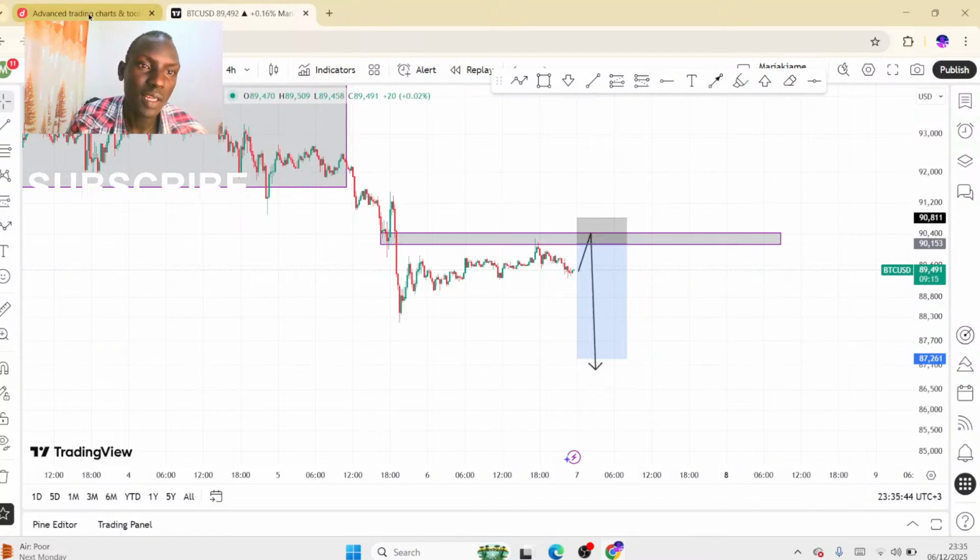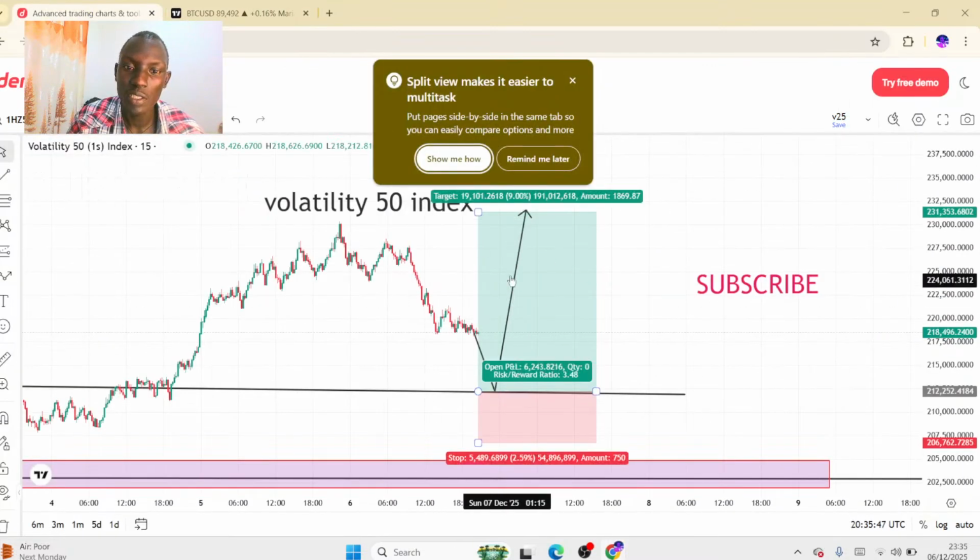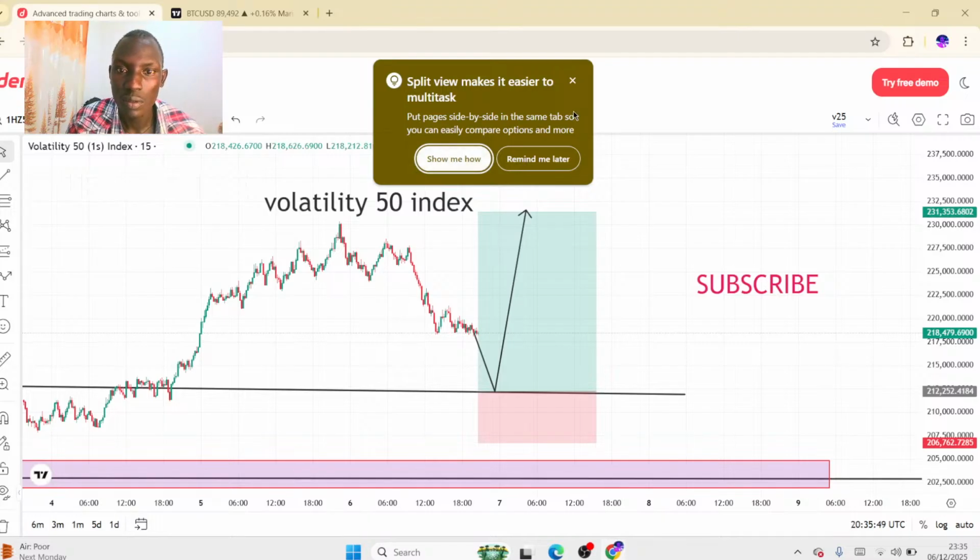So now we have analyzed two pairs. This is volatility and the other one.